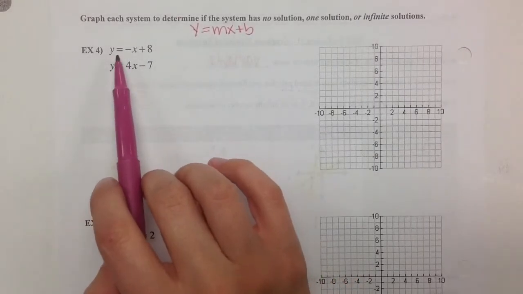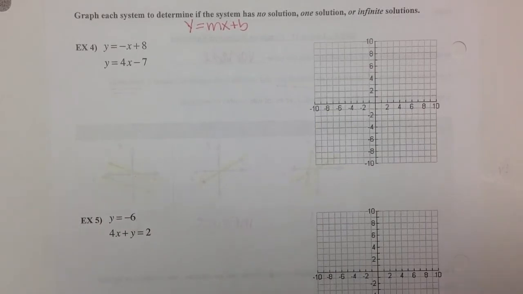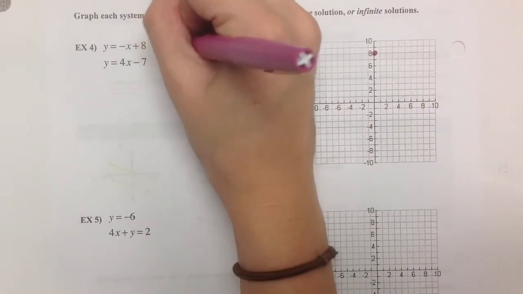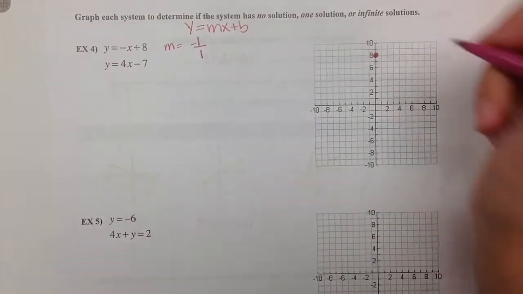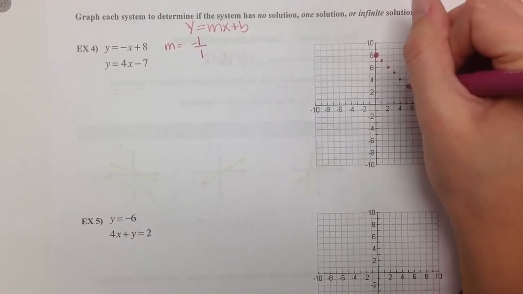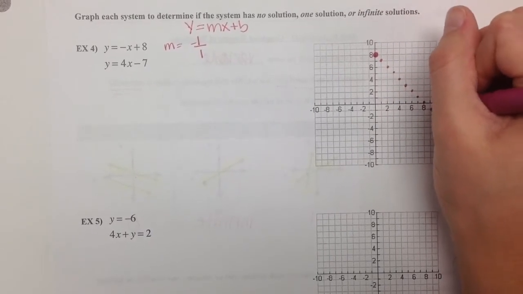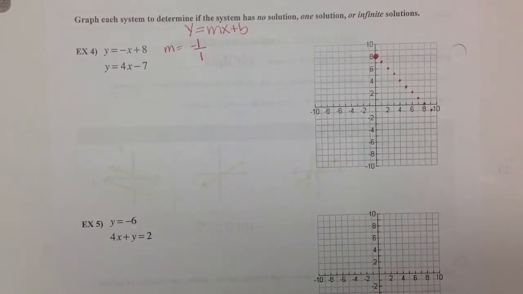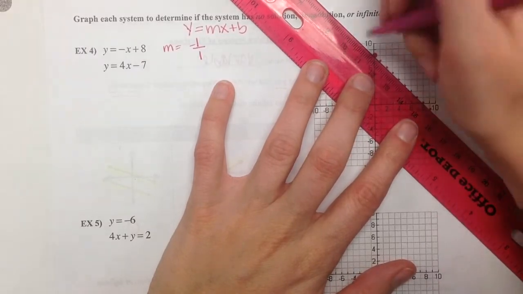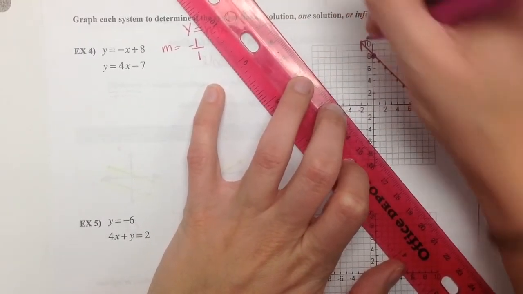For the first one, we've got y equals negative x plus 8. So our intercept is at 8, and our slope is negative 1 over 1. So down 1 over 1, down 1 over 1, and so on. I like to plot a lot of points so that it's easy for me to graph. I'm going to get my ruler, and I'm going to graph that line.